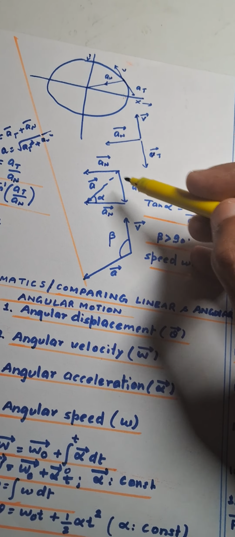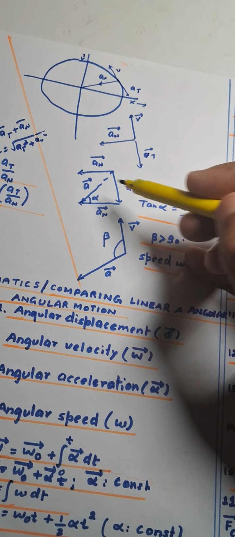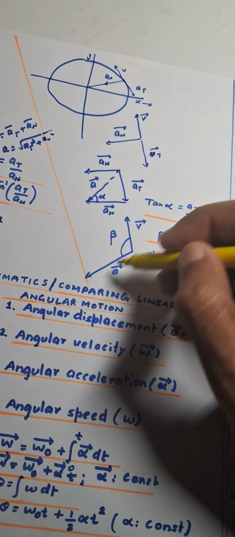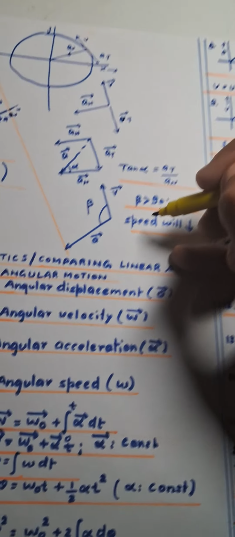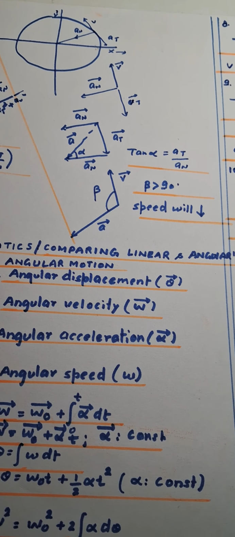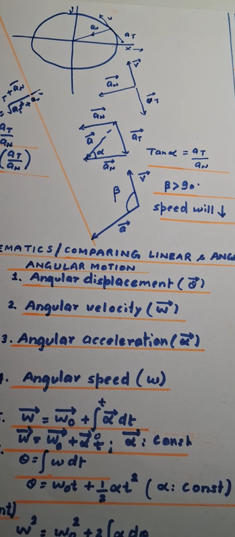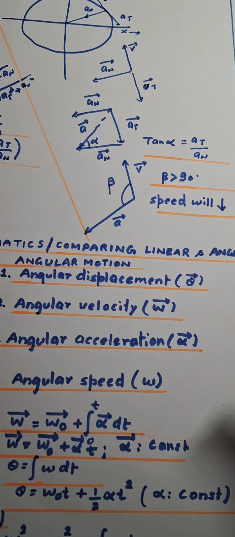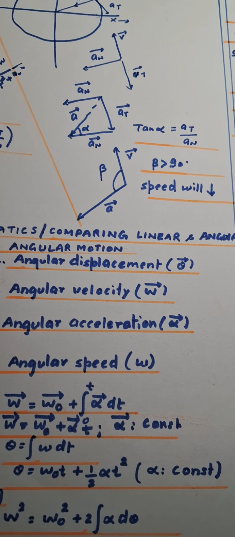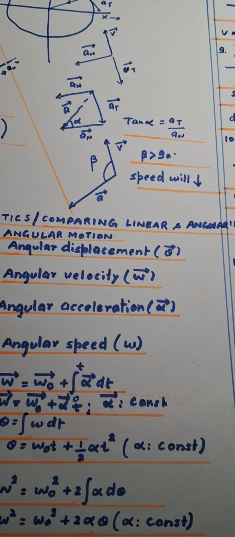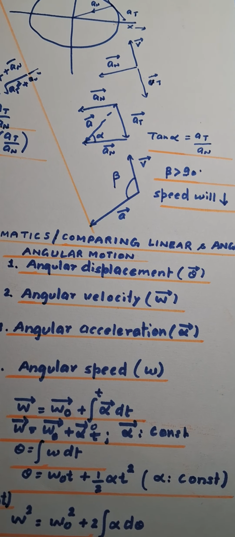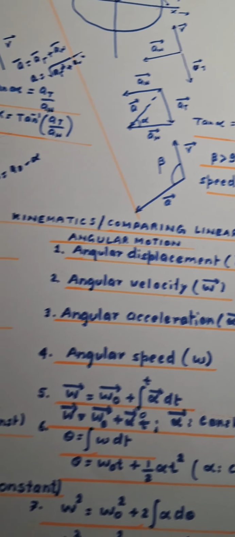So in this case speed will increase, whereas if we look at the case when tangential acceleration is opposite to velocity, the total acceleration will again make an angle of alpha, tan alpha will be At by An. But in this case the angle between velocity and total acceleration, beta, will be greater than 90, and in this case speed will decrease. So this is one of the important concepts. It has been asked in many PYQs of JEE Main, NEET and even JEE Advanced. So the concept here is that if the angle between velocity and acceleration is less than 90, then speed will increase, and if it is greater than 90, speed will decrease, and obviously if the angle is always 90, speed will remain constant, which reduces to the case of uniform circular motion.